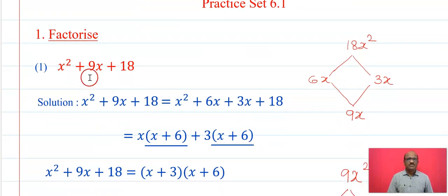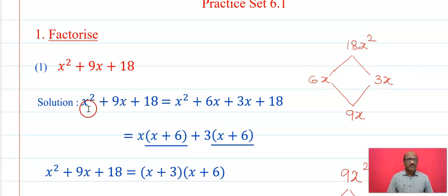Factorize x square plus 9x plus 18. मग फर्स्ट टर्म आणि लास्ट टर्मचं मल्टिप्लिकेशन करणार. काय आलं मल्टिप्लिकेशन? तर हे 18x square आलं. What about the middle term? Middle term 9x आलं. Now find out the two numbers such that whose sum is 9x and the product is 18x square. मग 6x and 3x. 6x and 3x plus 9x and 6x into 3x, that is 18x square.